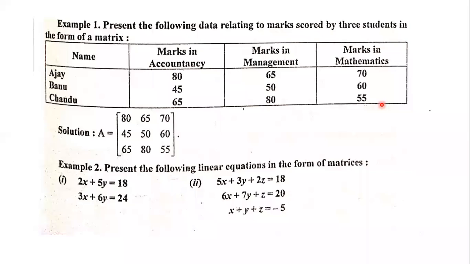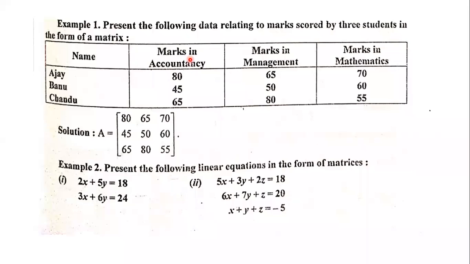So what you have to do is write matrix A is equal to a matrix inside the bracket. Just write down the numbers. 80, 45, 65. So this will be accountancy. Then marks in management, 65, 50, 80. Then marks in mathematics, 70, 60, 55. Okay, so this is how you represent a matrix. Understood? Did you all understand this first problem?